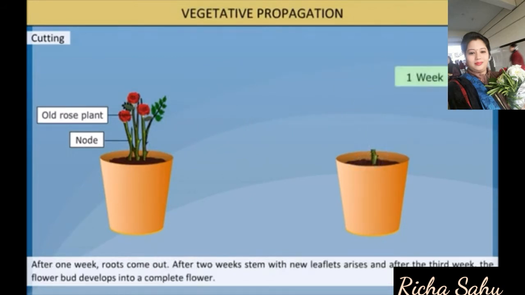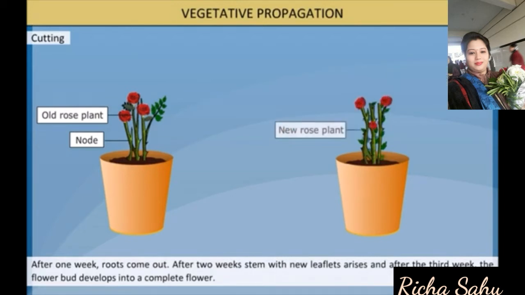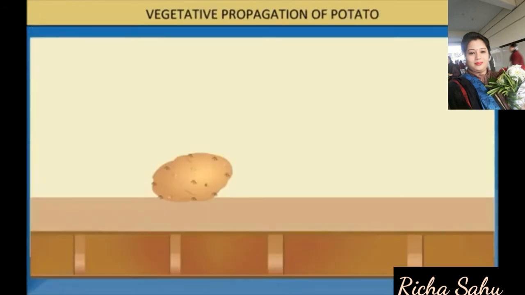After 1 week, roots come out. After 2 weeks, stem with new leaflets arises, and after the 3rd week, the flower bud develops into a complete flower. Vegetative propagation of potato.